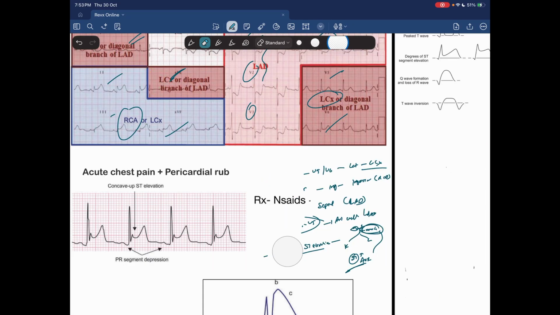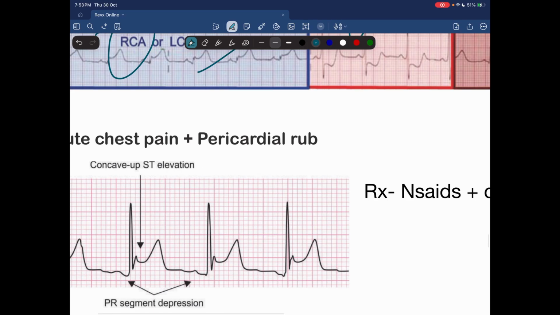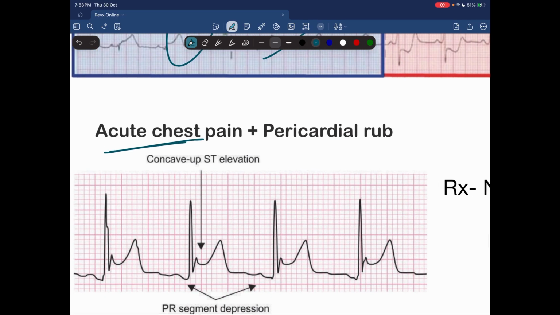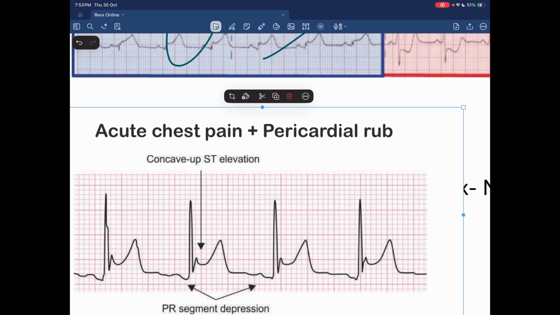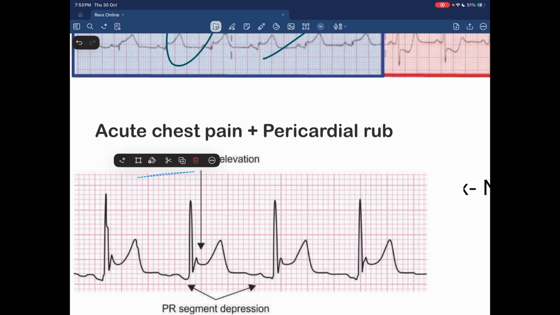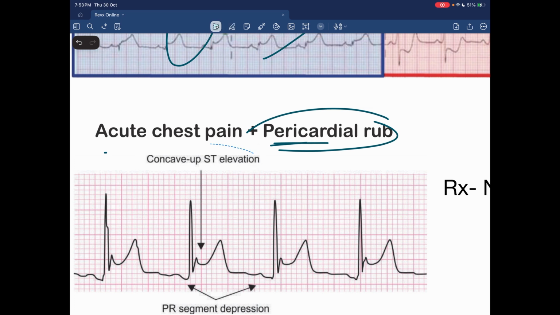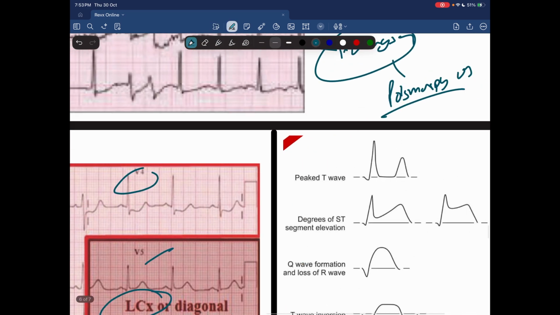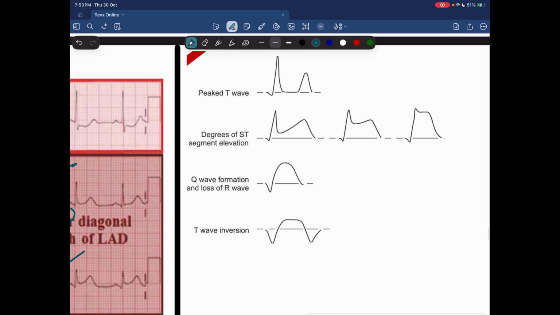But even before we go for this MI, there is one thing you have to know. If there is an acute chest pain with pericardial friction rub, and you see a concave up ST elevation, what would be the diagnosis? This is again a very key point. Normally, MI will present with something known as convex upwards. It will be a convex pattern, and this is known as Pardee sign also.